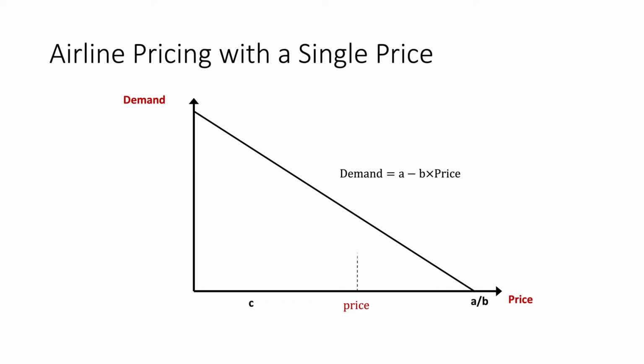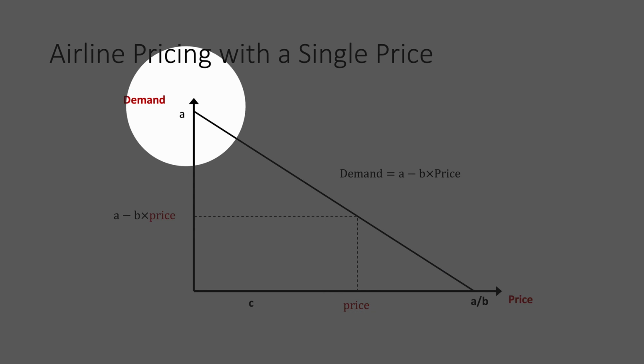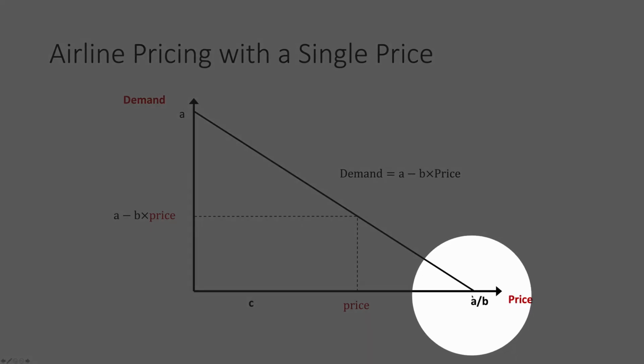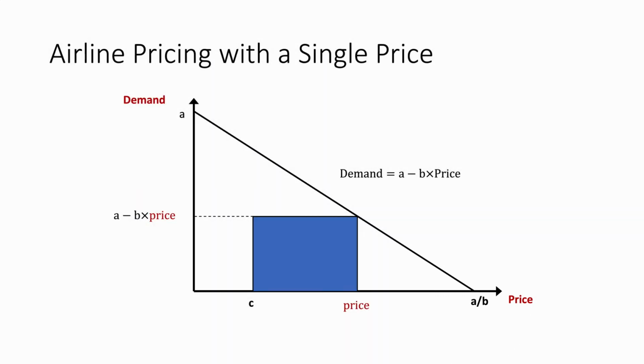If we charge a price here, we're going to have a demand of A minus B times that price level. And in this case, notice that when price is 0, A minus B times 0 would be A. That is, when price is 0, that point on the vertical axis would be equal to A. On the other end, when demand is equal to 0, you can easily calculate that the price level would be A divided by B. So these are the two endpoints for the demand curve. They are going to be useful for our later calculations. And of course, the profit would be the size of this rectangle.